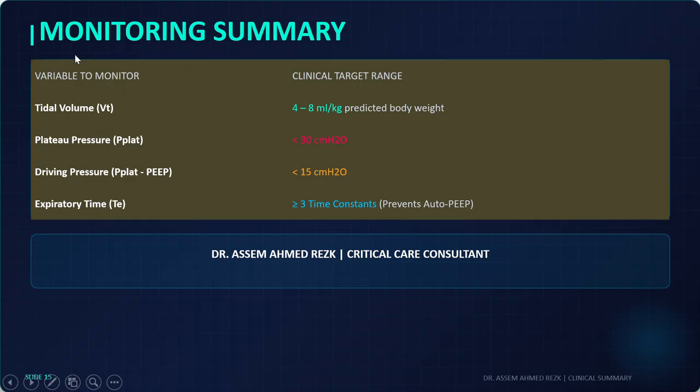What are your targets to monitor? Tidal volume from 4 to 8 ml per kg predicted body weight, plateau pressure less than 30, and driving pressure, plateau minus PEEP, less than 15. Expiratory time should be more than or equal to 3 time constants to prevent auto-PEEP.